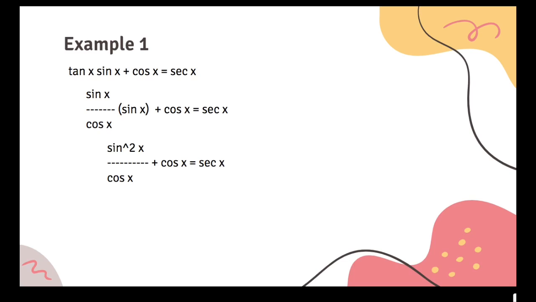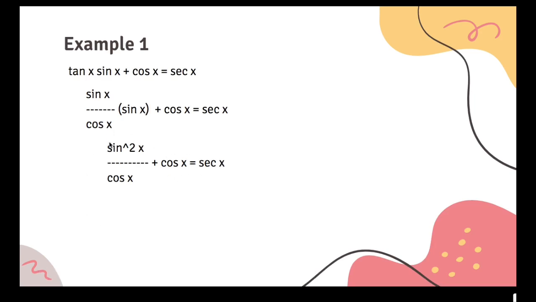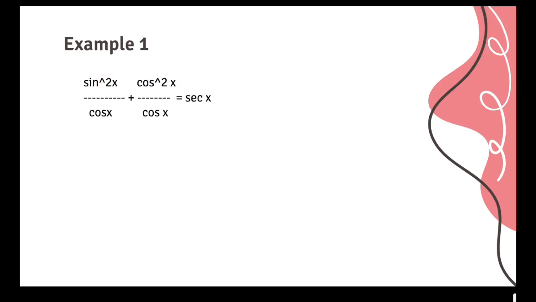Then we continue to solve, so we want to get cosine of x to have a common denominator with this fraction. We do that by multiplying by cosine of x, and we would get sine squared x over cosine of x plus cosine squared x over cosine of x. So now they have a common denominator, and we can easily add them to get sine squared x plus cosine squared x over cosine of x equals secant of x.